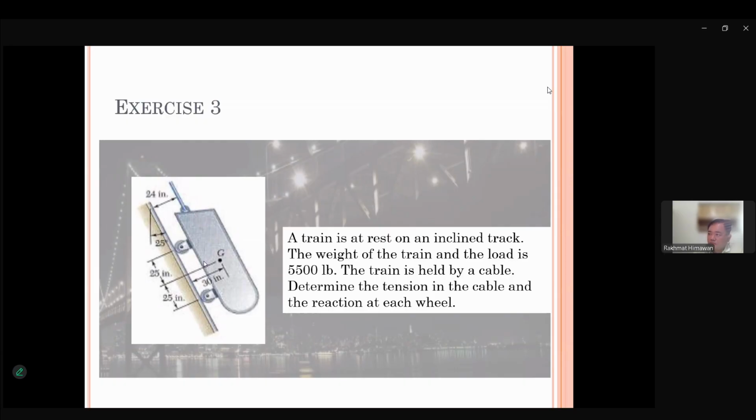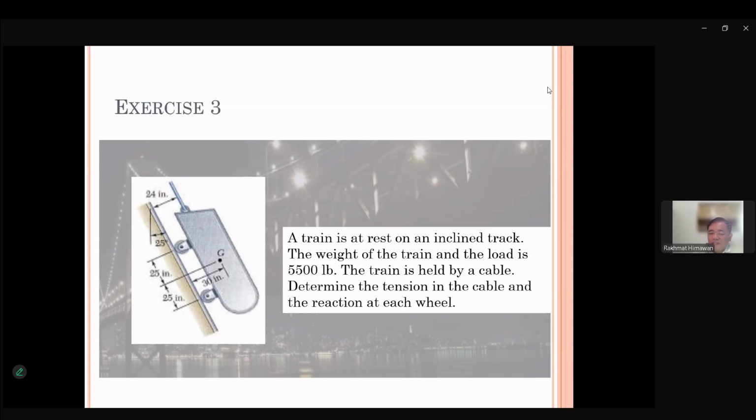So this train is just resting or hanging on this cable. We have two wheel supports, and we have a cable in here. The tension means how much tension the cable needs to hold so the train is not falling down. Okay, with all the distances that they provide us in inches and the angle as well.